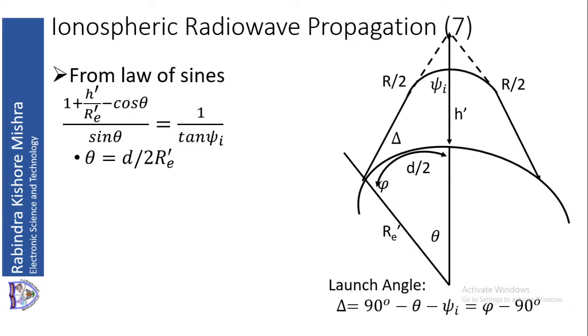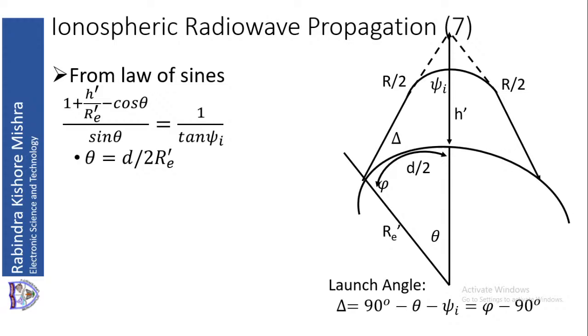So from the law of sines we get 1 cross h dash by r dash minus cos theta by sin theta, which will be equal to 1 upon tan psi I. Now what will be theta? Theta you can easily find out. This we have used earlier in the flat earth case. This theta you can easily find out from this triangle.